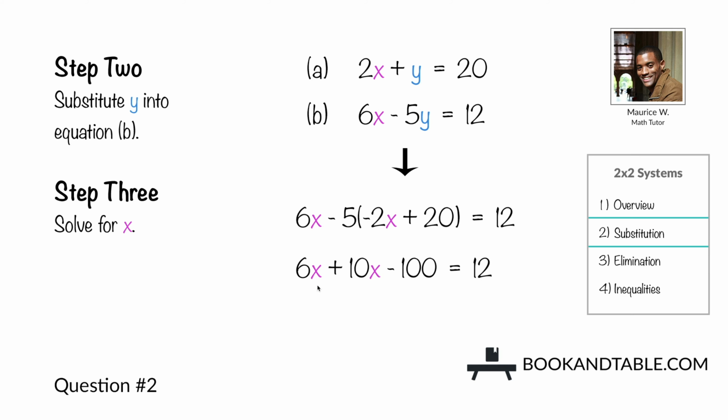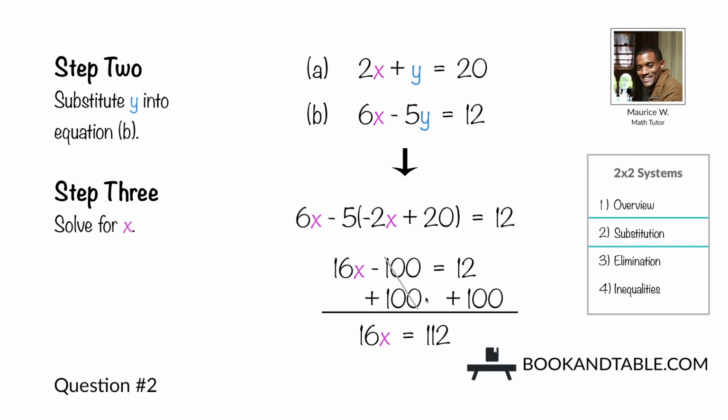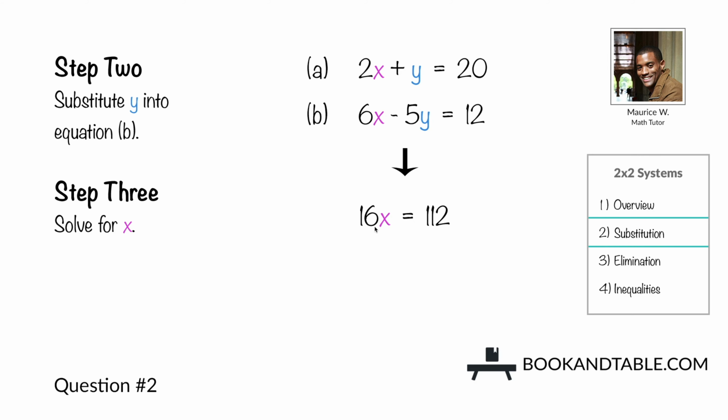We can combine the like terms. 6x plus 10x would give us 16x. Minus 100 is equal to 12. Now we'll add 100 to both sides, giving us 16x is equal to 12 plus 100, which is 112. And now to solve for x, we want to get rid of this coefficient of 16. So we'll divide both sides by 16. That would give us x is equal to 112 divided by 16, which is 7.